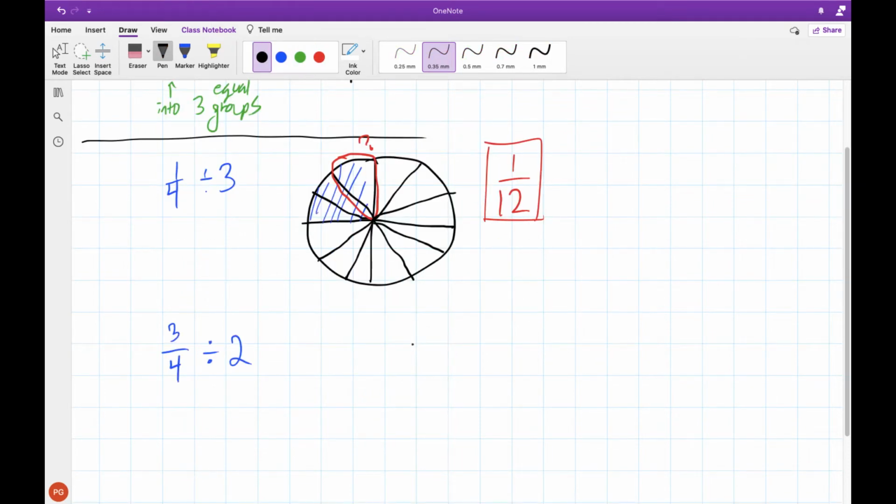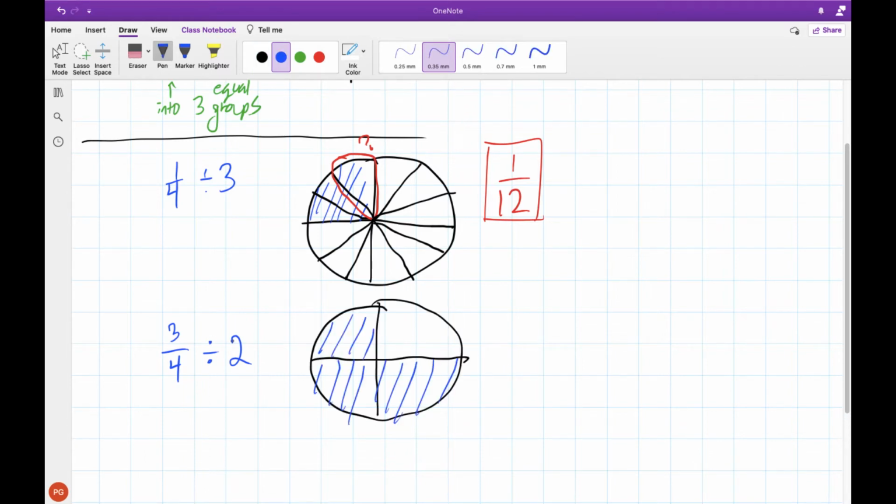What about another example like 3 over 4 divided by 2? This would be our fraction diagram. Since we're dividing it by 2, we need to take all of these pieces that we have and divide them into 2. Now, if we wanted to figure out this whole area divided by 2, if we divide this in half, we want one of these. If we divided this in half, we want one of these. And we divide this in half, we want one of these as well. That would give us half of this total shaded area. All 3 of these added together.